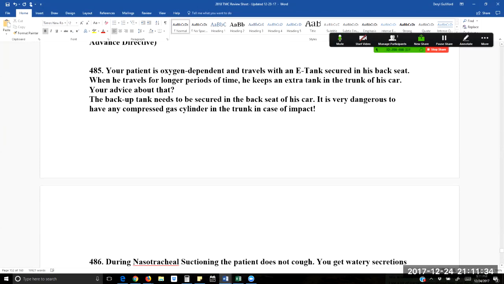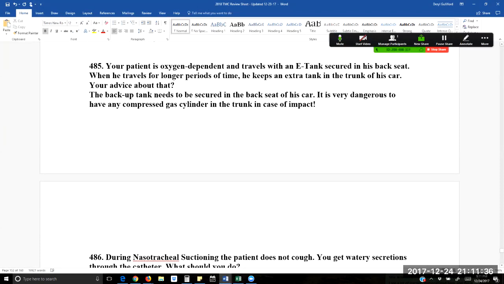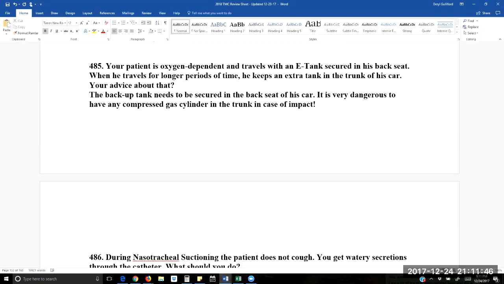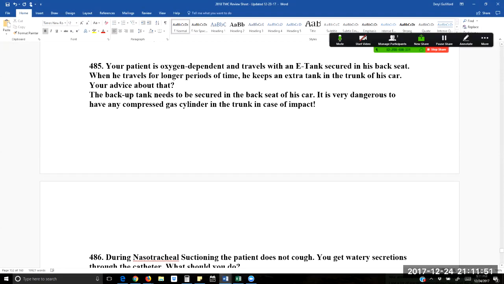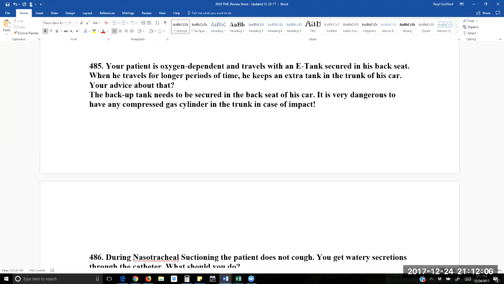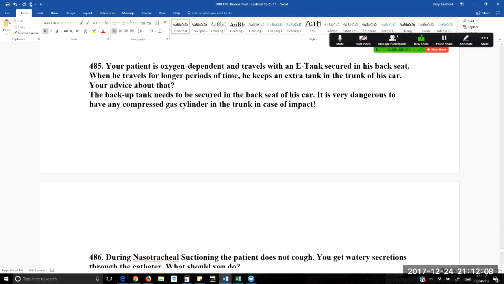485, your patient is oxygen dependent, travels with an E-tank secured in the back seat of his car. However, he sometimes keeps an extra tank, a backup tank, in the trunk. What's your advice about that? The backup tank should be secured in the back seat of the car. It's extremely dangerous to have any compressed gas cylinder in a car trunk, because what happens is the car gets rear-ended, somebody hits the vehicle from behind, the tank explodes, and the patient does not survive. Maybe the other driver doesn't survive as well. But it's very dangerous to have a compressed gas cylinder in any trunk.